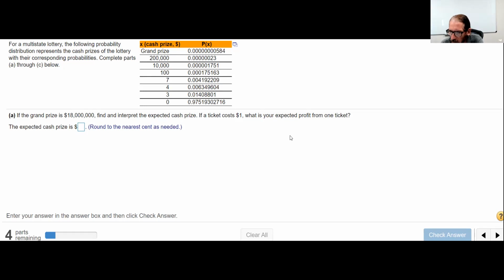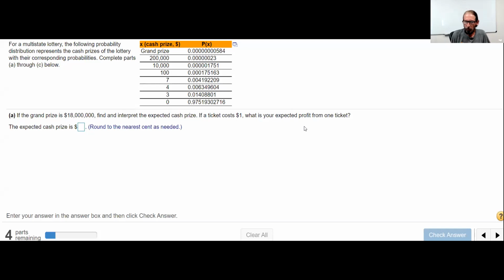So let's see what else. Furthermore, we have to take into account if a ticket costs $1, what is the expected profit from one ticket? Okay, so expected value, although the explanation of it is slightly different, it winds up being the same as the mean. Again, you might get a definition of mean and of expected value that sounds slightly different, but in the end, they are the same.